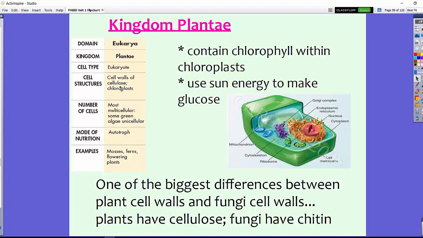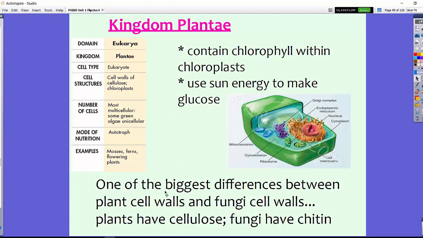Plants always have chloroplasts for the most part, and this allows them to make their own food from the sun. Most plants are multicellular. However, there are some algae. I know we mentioned algae in protists, but there's some green algae that is considered unicellular, and those fall under the plant category. They are all autotrophic, and some examples, again, look out the window: mosses, ferns, flowering plants, your grasses, your trees, things like that.